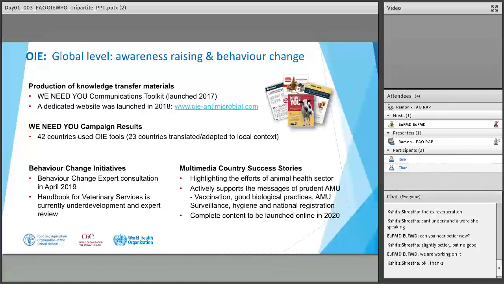As was already mentioned, OIE is mainly working on awareness and also strengthening the veterinary services of countries according to their different needs, and also supporting countries to improve reporting of antimicrobial usage. So this is one of the most useful and used toolkits that OIE has developed. It is the communication materials. OIE supports member countries to translate these communication materials into their own languages and to print them.